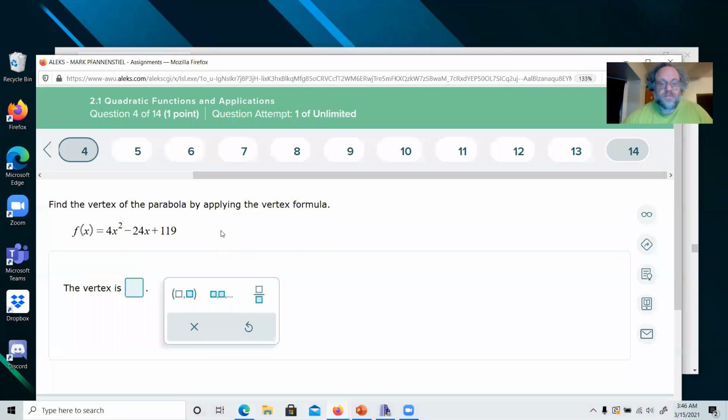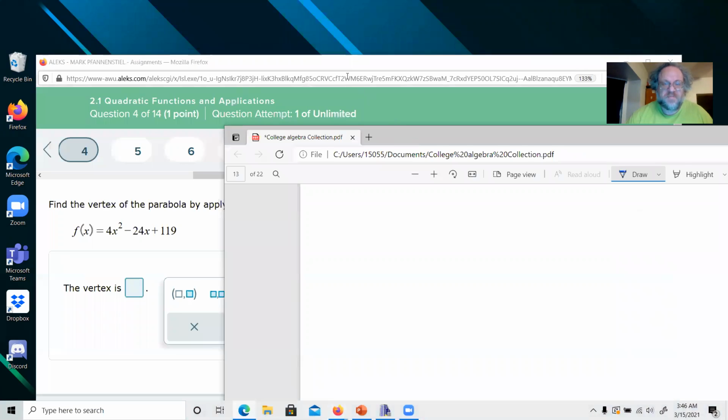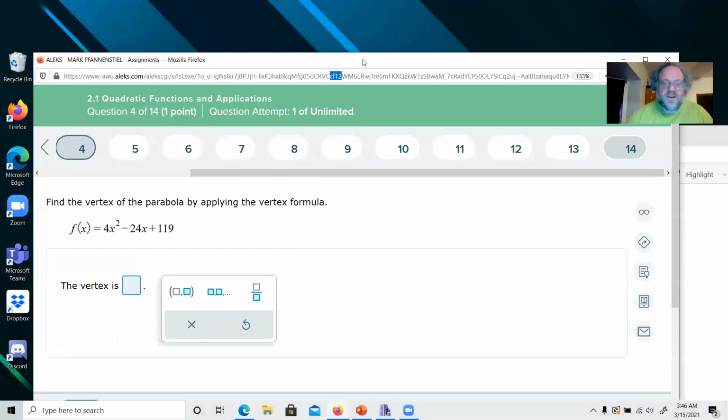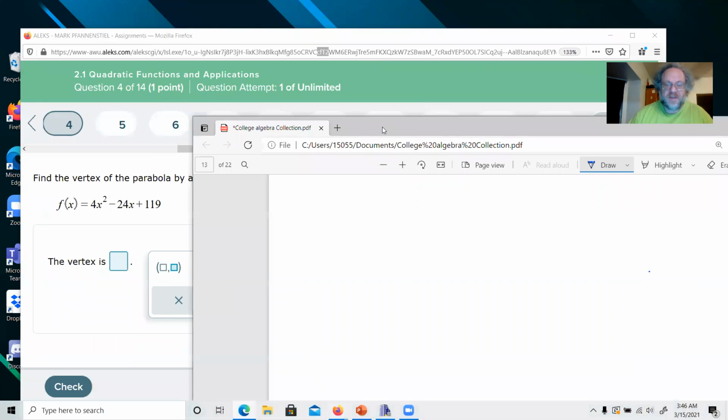Almost any of these are things that I would rather not try to do by completing the square, all right? Because they're going to be kind of painful. All they want to know is, let's figure out the vertex. That's a formula you need to practice with, and here we go.